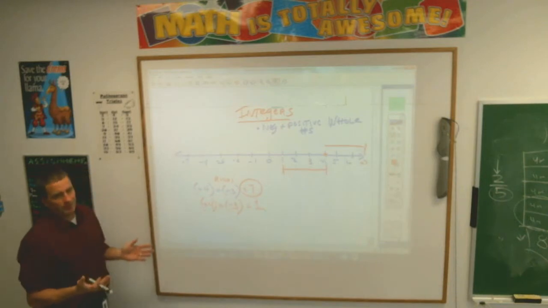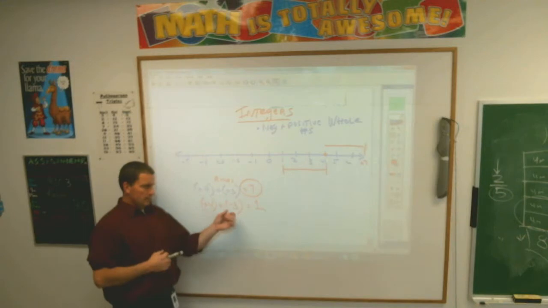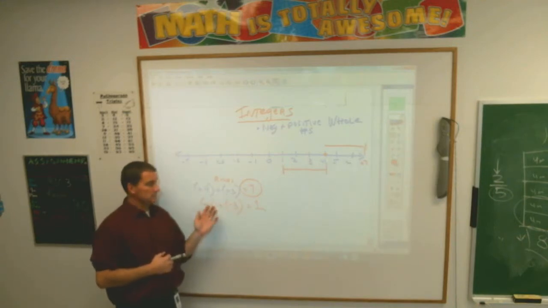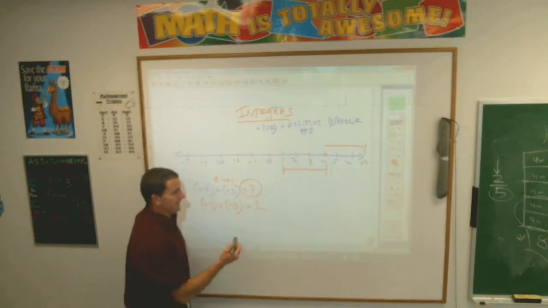I also like to think about it in terms of money. Positive numbers is money that you have. Negative would be money that you owe. If you have $4, and you owe somebody $3, you have to give them those $3, and you're left with just having 1. So what happens when you have two negatives?